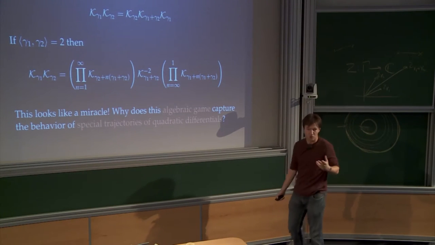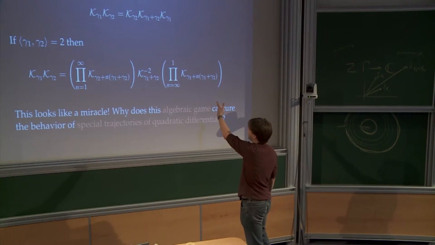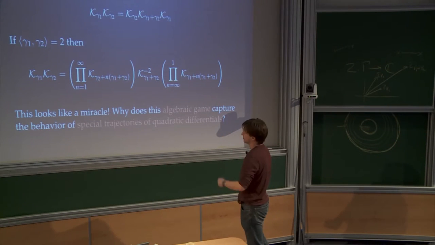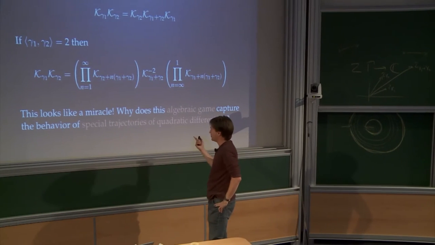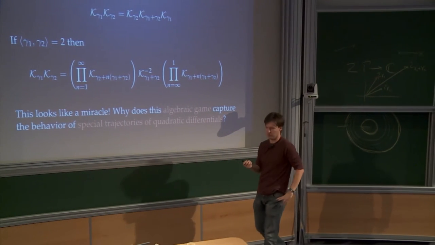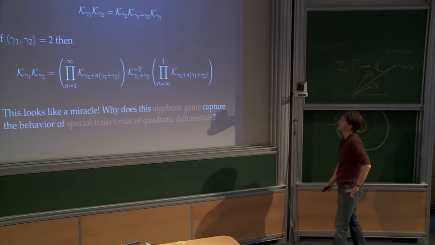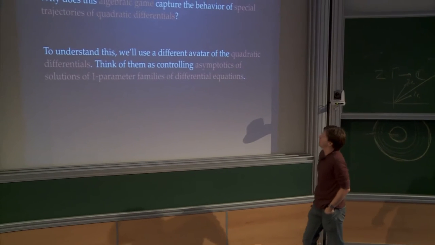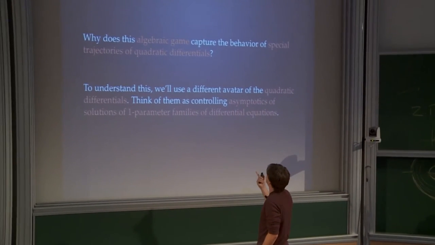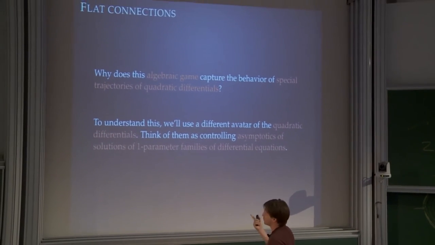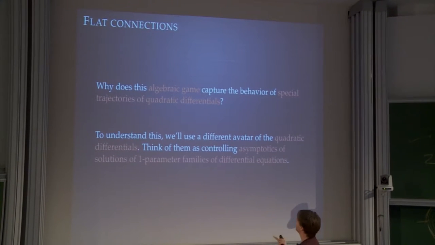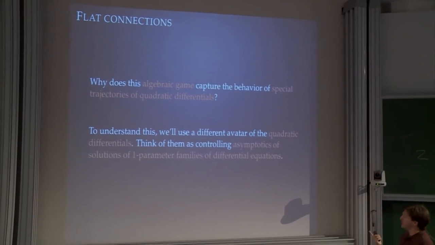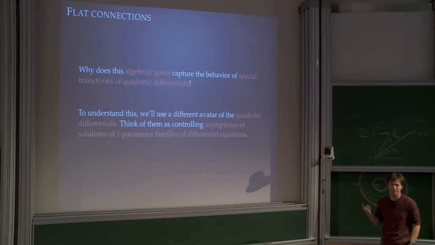So now you can ask, why is it, right? Why does this totally algebraic thing, just moving transformations of a torus, have anything to do with the special trajectories of quadratic differentials? There's by now a few different ways of understanding this, but let me choose one particular way of describing it here. So we'll take what at first seems like a big detour.